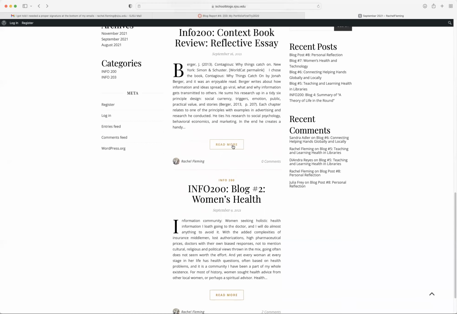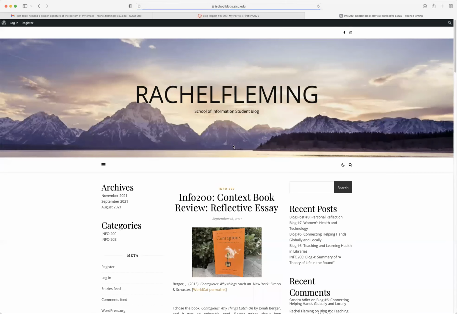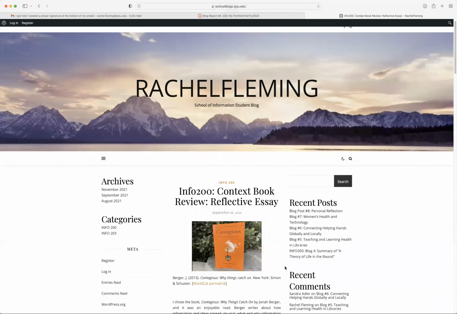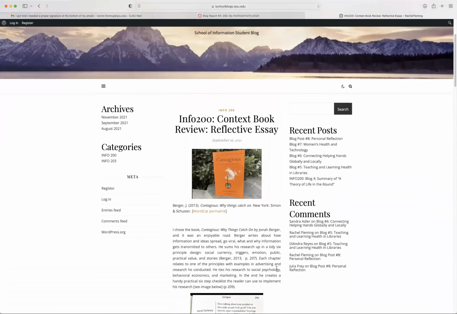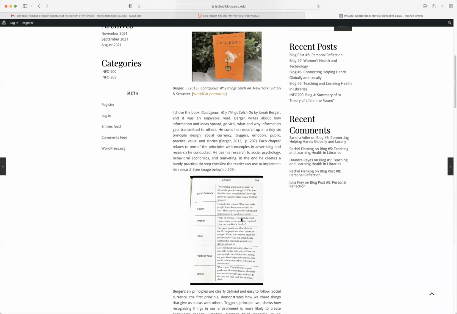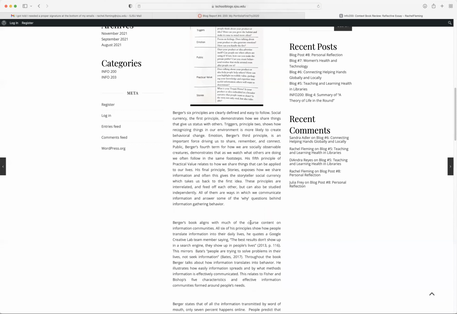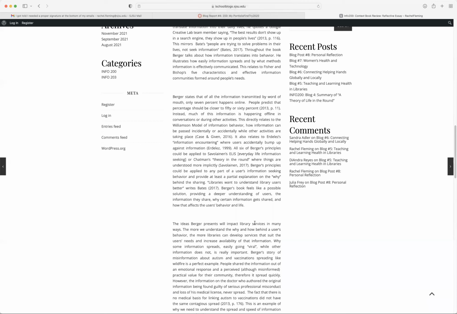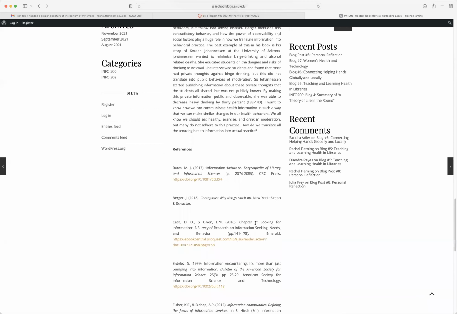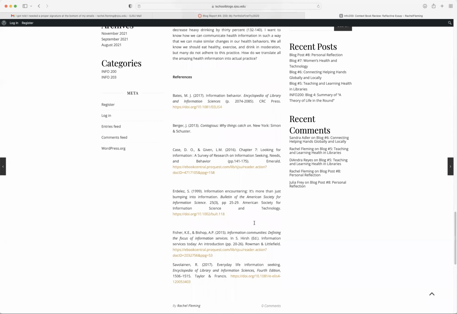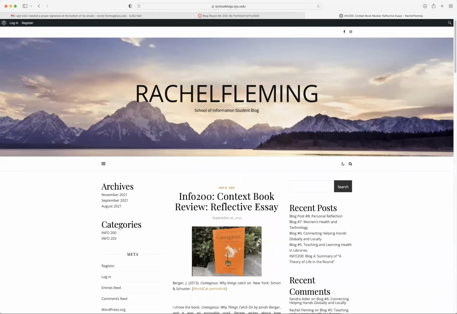And then we had the third one, which was a context book review. So on this one, I chose this really great book called Contagious by Berger, written in 2013. And this is the context book review that I did for it. And there will be screenshots of these as well if you would like to see the actual writing. And then I have samples of the actual writing as well.